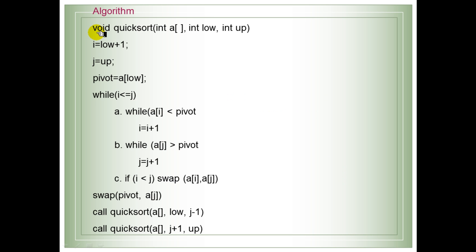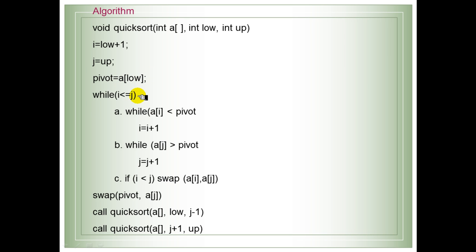So the algorithm for our quicksort is, the arguments it takes are an array, the lowest value, that is our starting value, and up, which is the end value. So we increment the low value, that is we are going to compare with the first and the next element. So we have I index with low + 1 and j as up, then we are choosing a pivot element. So here we have taken the first element as our pivot element.